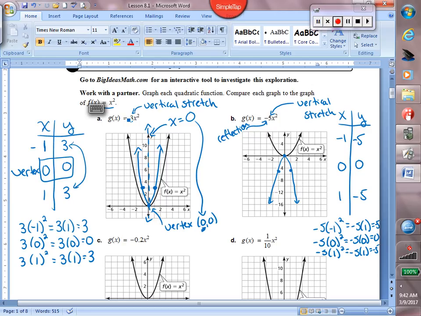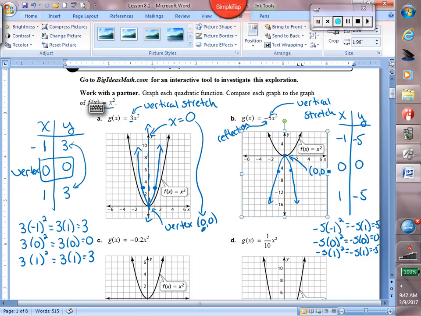So multiplying by 3 caused a vertical stretch, which means our graph got skinnier. Multiplying by the 5 caused a vertical stretch, which made our graph skinnier. Multiplying by the negative caused our graph to reflect, which made it flip upside down. The vertex point in this case now is the highest point on the graph. Coordinates are 0, 0.